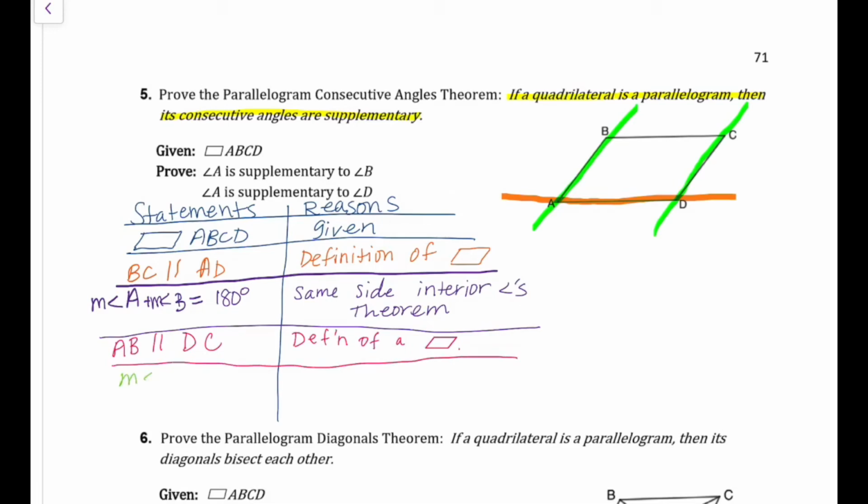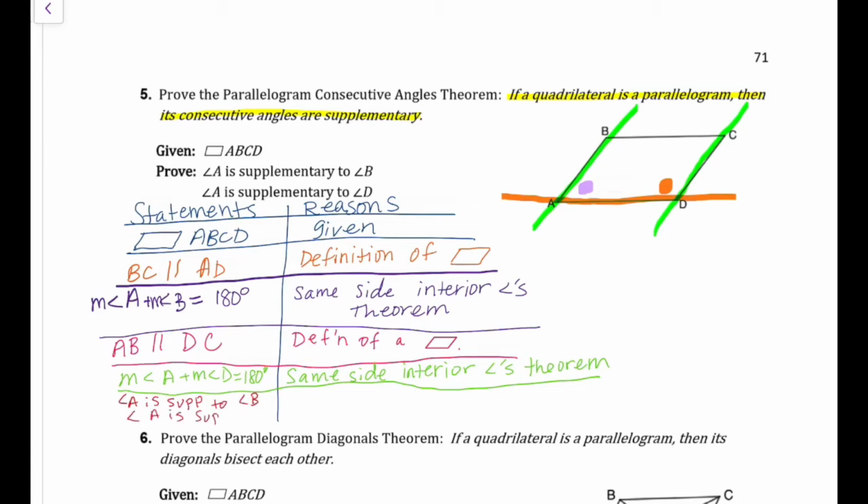Now, if we have this orange transversal, AD, I know that angle A and angle D have to add up to 180 degrees because they are same side interior angles. So the same side interior angles theorem tells us that those two add up to 180 degrees. So since the measure of angle A plus the measure of angle D equals 180, then A has to be supplementary to D, and we've already shown the measure of angle A and B add up to 180, so those are supplementary as well.